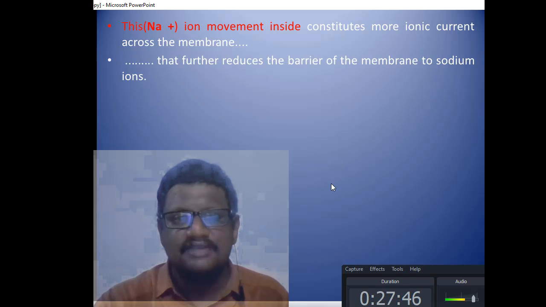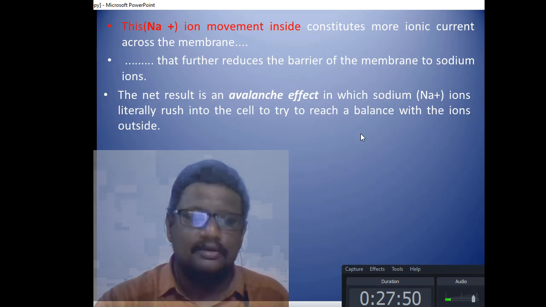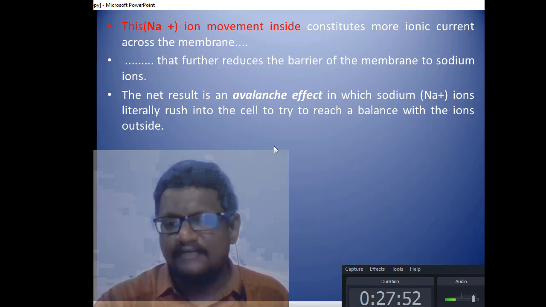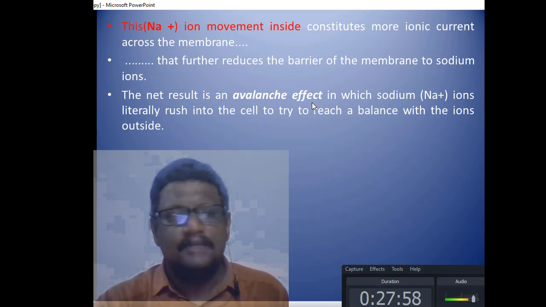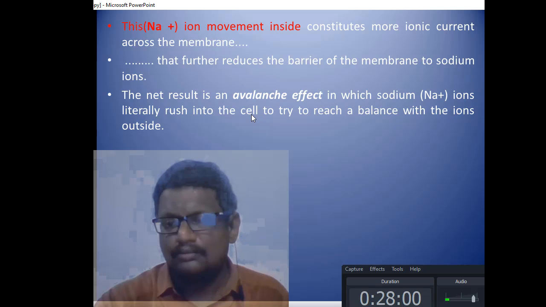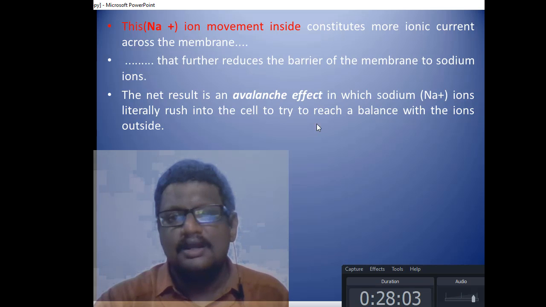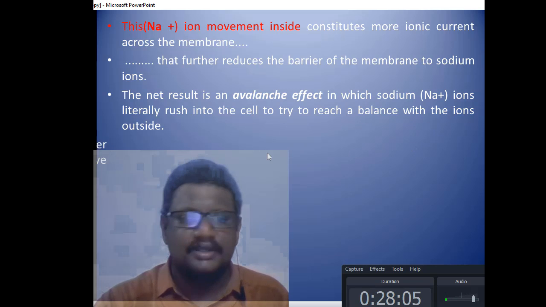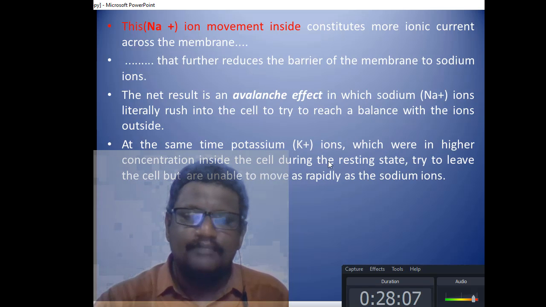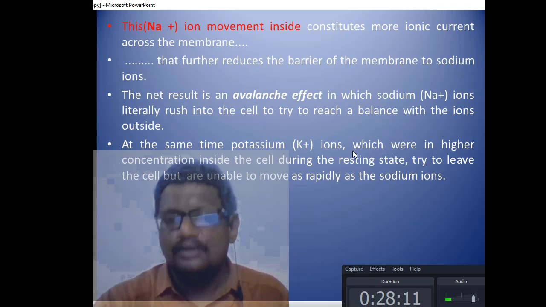This is called the avalanche effect. That further reduces the barrier of the membrane to the sodium ions. So there is a net avalanche effect: because of the ionic current, more permeability; because of more permeability, more ionic current. Sodium ions literally rush into the cell, more and more, to reach a balance with the ions outside. At the same time, potassium ions, which were already higher in concentration inside the cell during the resting state, try to leave the cell but are unable to move as rapidly as the sodium ions.